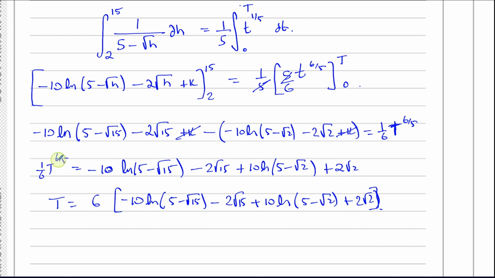And to find t, if I have t to the power of 6/5, I want to make it t, so I'm going to raise it to the power of 5/6. So the whole of this side, I'm going to raise it to the power of 5/6. And that will give me my value of t. So I'm going to put all of this in my calculator. And let's see what we get.